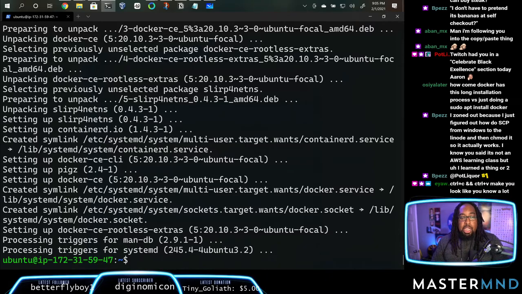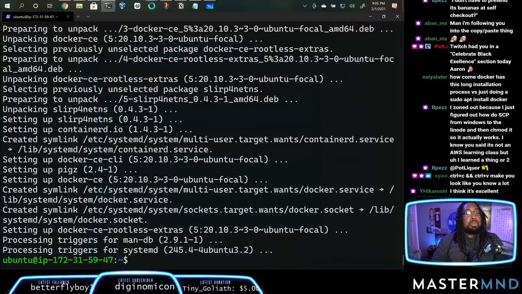How come Docker has a long installation process versus just doing sudo apt install docker? So doing sudo apt install docker will work. That will work to get Docker set up. But in my experience, it gives you a couple of problems.